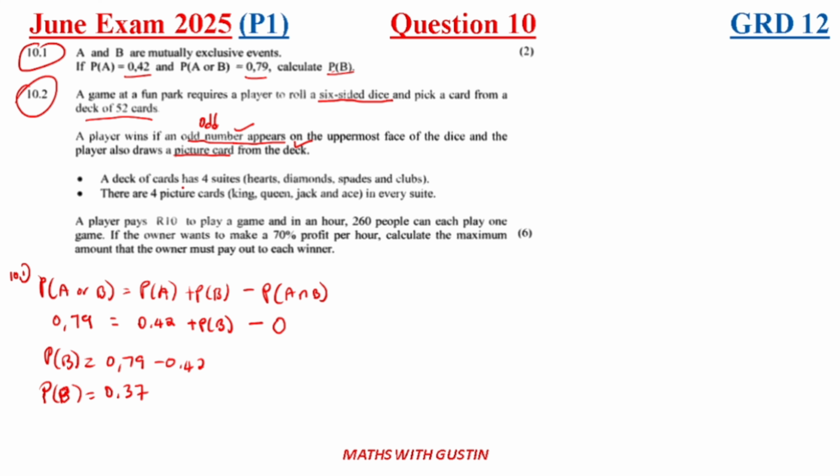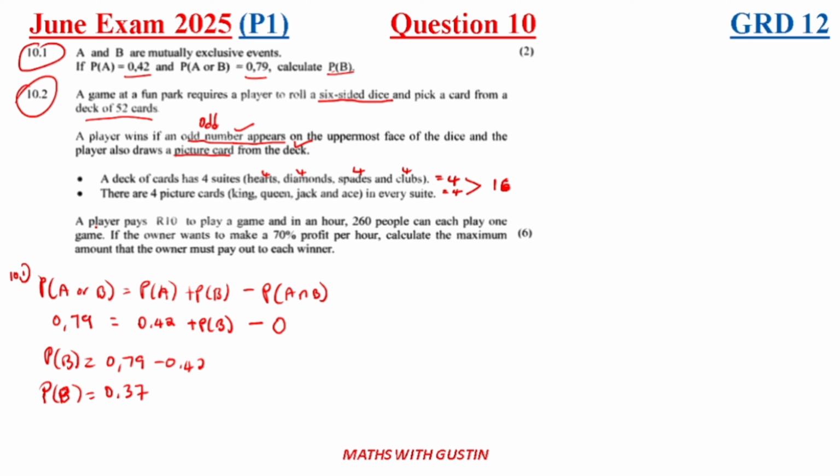A deck of cards has 4 suits. So you have got the hearts and the spades. So in this deck of cards, these are 4 of them. And then they are also saying there are 4 picture cards, king, queen, jack and ace in each. So here you're going to have 4, you're going to have 4 here, 4 here, and 4 here. So it means the total here is equal to 16. Okay, 16 of these cards in total.